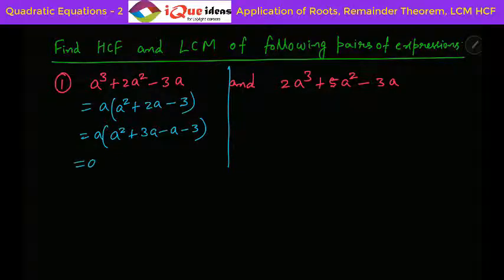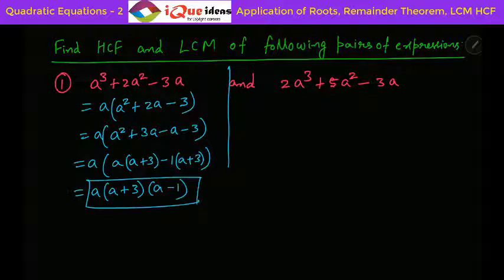Right? So it is a into, a square plus 3a will give us a common a, so it is a plus 3. Then minus 1 common, so a plus 3. Alright. So we have a into (a plus 3) into (a minus 1). This is the factorized form of the first expression.